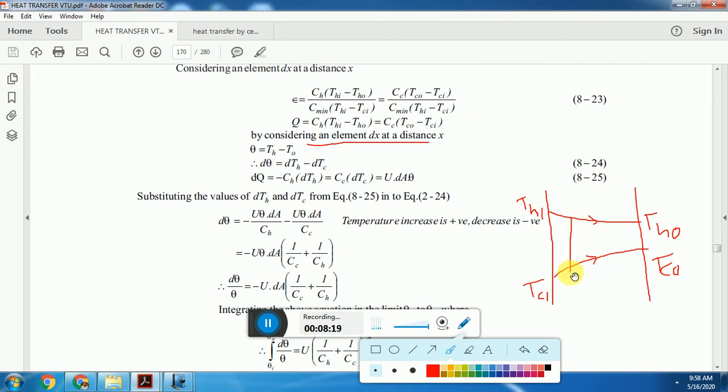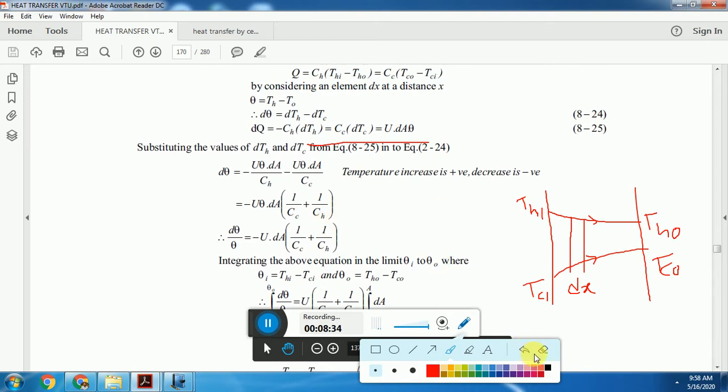If we take a small elemental length dx for this parallel flow heat exchanger, then we can write for that small elemental area d theta, theta is the change in temperature for the small elemental area, which is nothing but Th minus Tc, and change in temperature d theta is equal to dTh minus dTc.